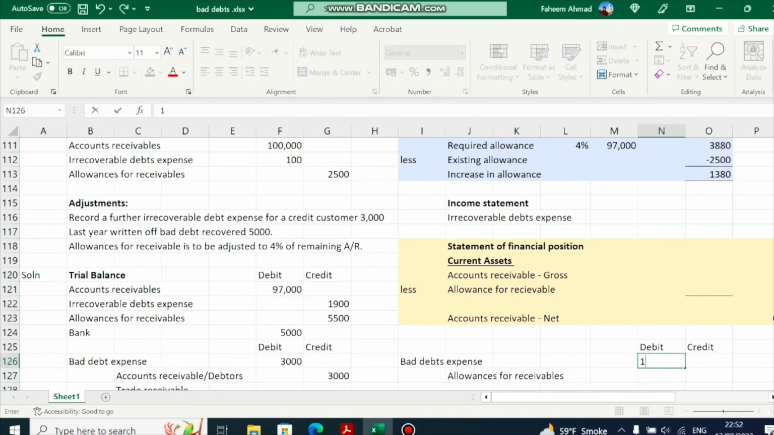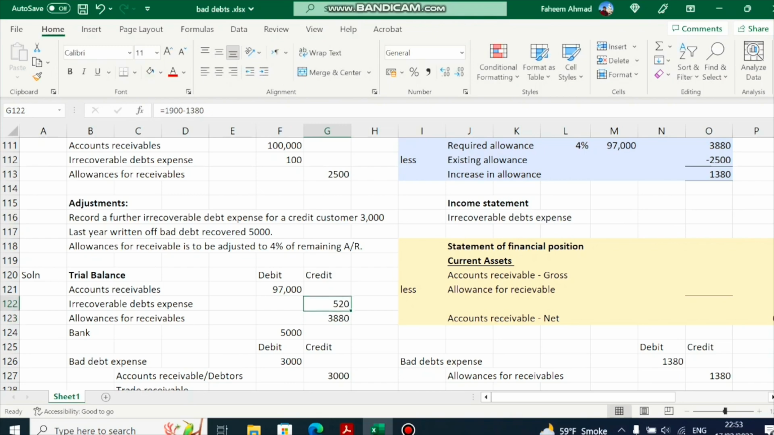I'm going to pass entry 1380 debit, 1380 allowances for receivable credit. I think I made this mistake. It's not 3,000 there. 3,000 was to be adjusted in account receivable. So this balance is already standing at 2,500. I will add 1380 to it. And then in bad debt expense, since it's a debit balance, 1380 will be deducted. So final balance of irrecoverable debt expense is 520.